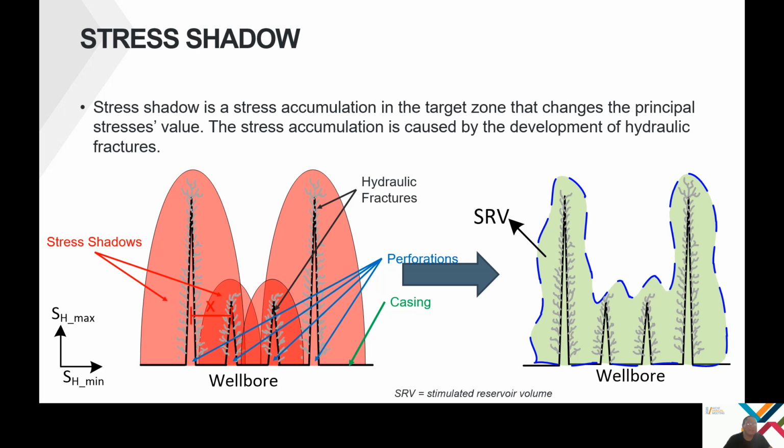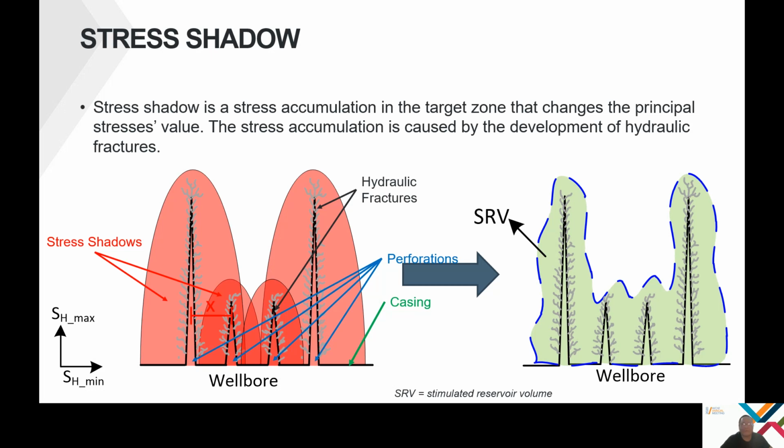The stress shadow is a stress accumulation in the target zone that changes the principal stresses value. The stress accumulation is caused by the development of the hydraulic fractures itself. I'll provide an illustration. This is the direction of the maximum horizontal stress, and this one is the direction of the minimum horizontal stress. Assume that the black lines are the casing, while the gap between the black lines represents the perforations with the spacing of x.